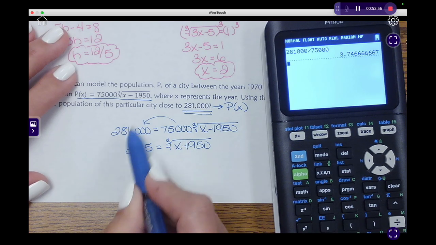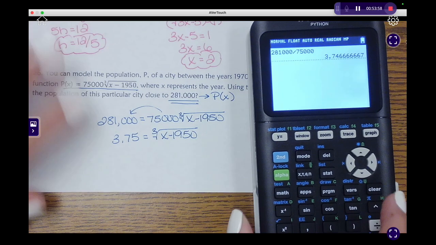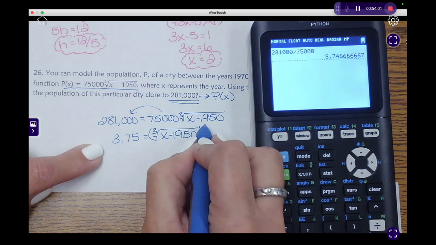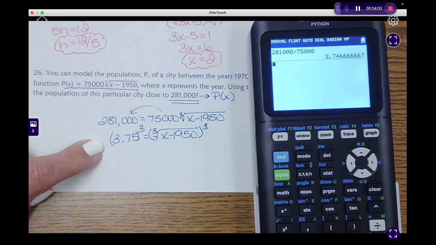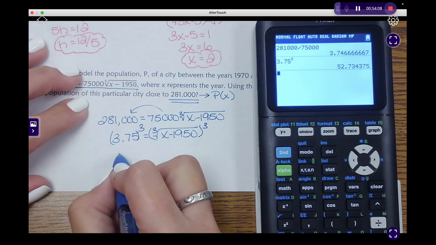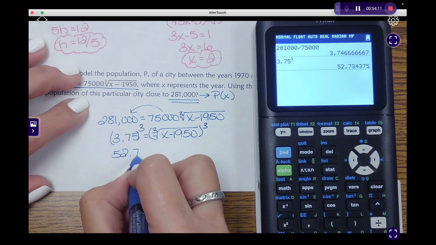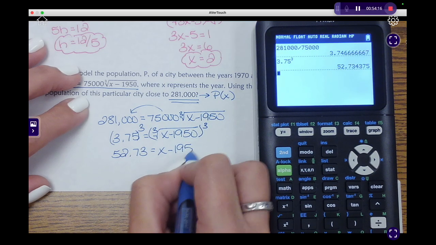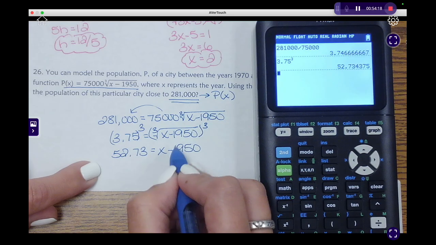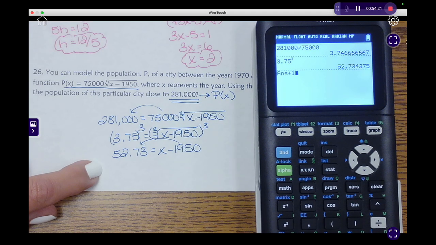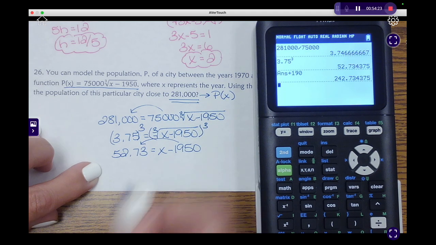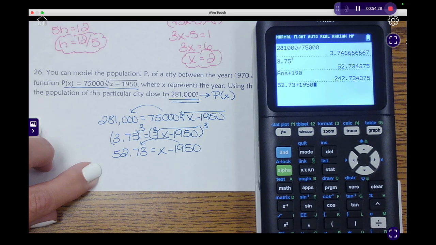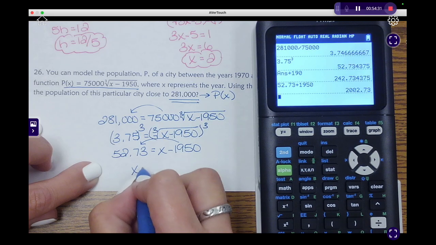Okay, so I divided that 75,000 over there. I got about 3.75. So now I have the cube root by itself. So now I'm going to cube both sides. So I'm going to have 3.75 to the 3rd power. That gives me about 52.73. And now to get that X by itself, I'm going to add the 1950 over there. So 52.73 plus the 1950 gives me about the year 2002.